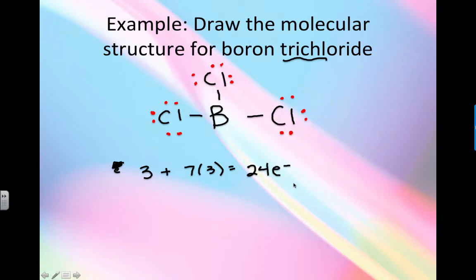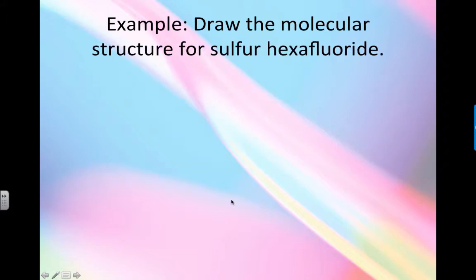So now we're done. We don't have any more electrons, and boron only has 6 electrons around it. But that's okay, because boron is small, and it can accommodate an incomplete octet better than other atoms could. So it's stable this way.